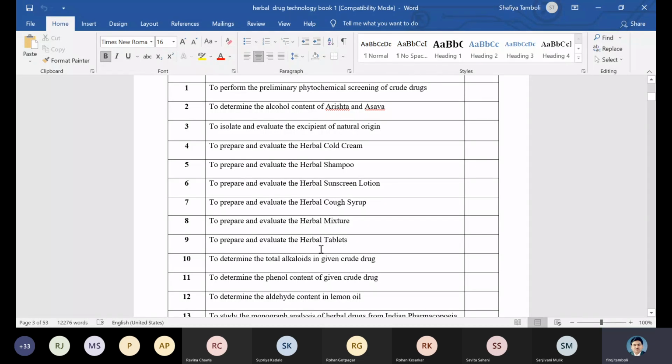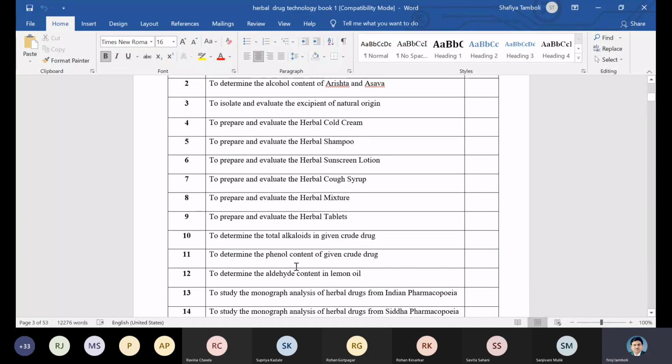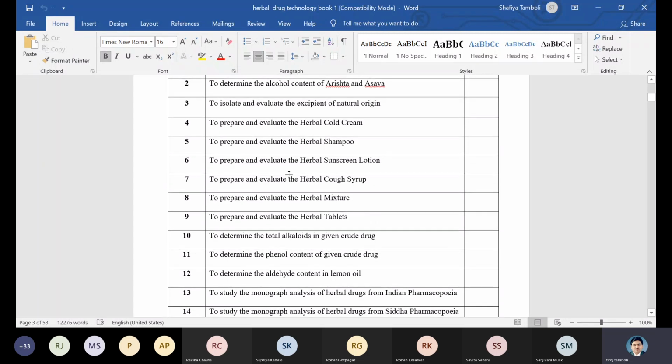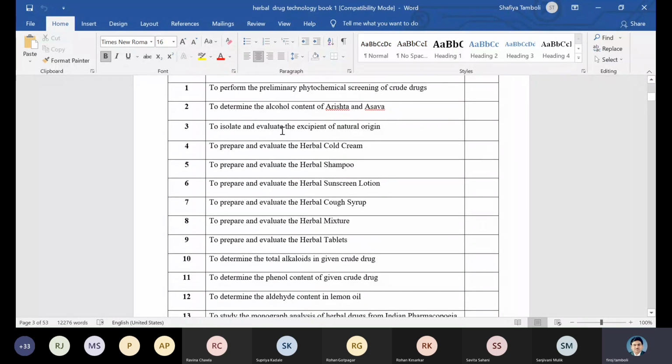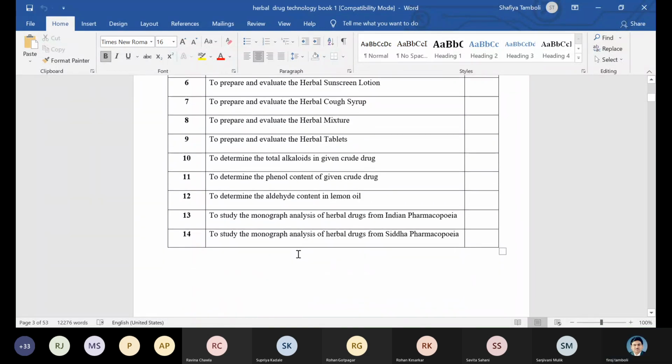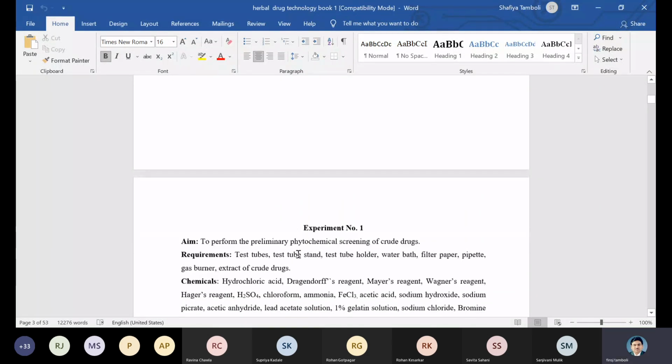To prepare and evaluate the herbal tablets, to determine the total alkaloids in given crude drugs, to determine the phenol content of crude drugs, to determine the aldehyde content in lemon oil, and to study the monograph analysis of herbal drugs from the Indian Pharmacopoeia and herbal drugs from the Siddha Pharmacopoeia. Here, 14 experiments are what I have designed. See how much we are able to cover.